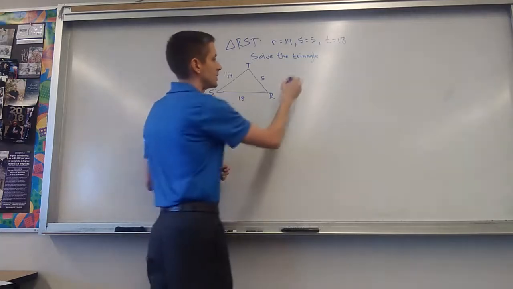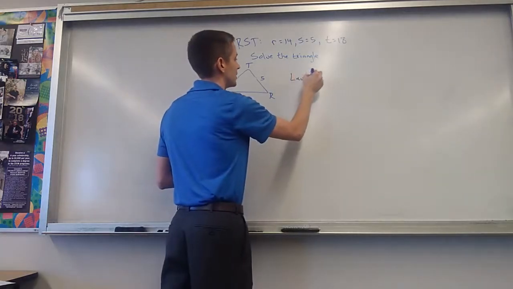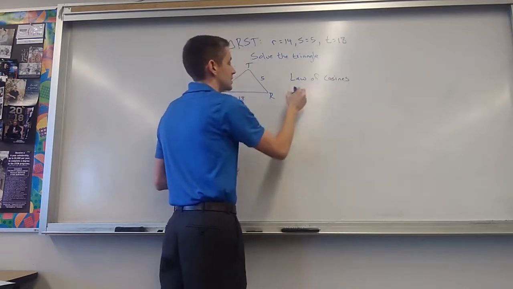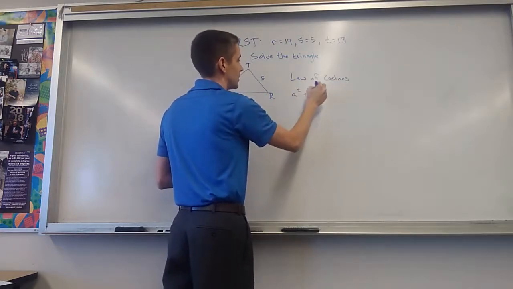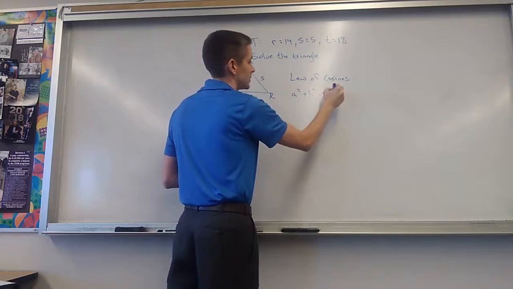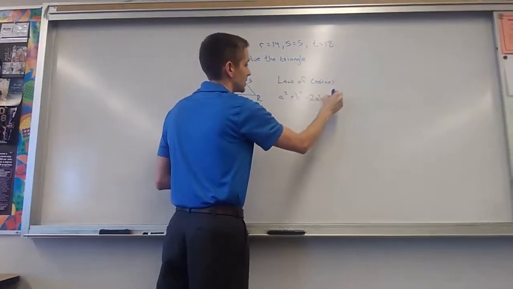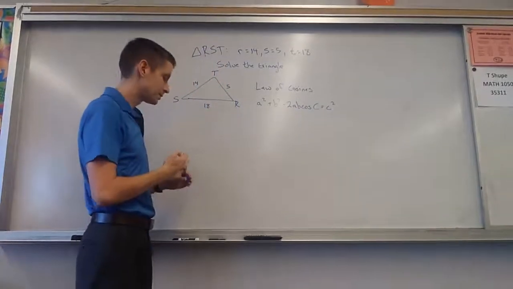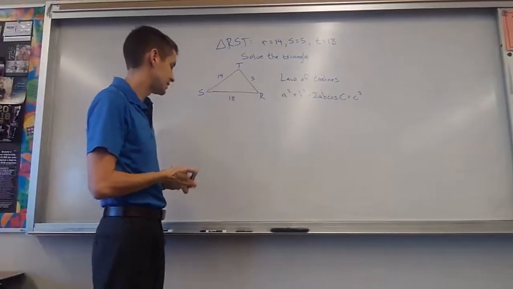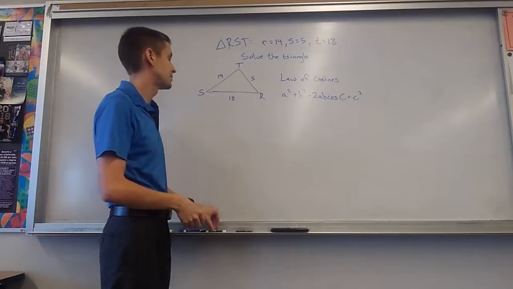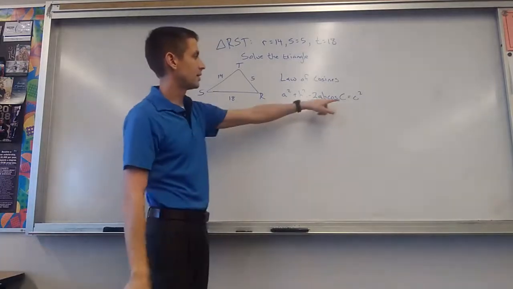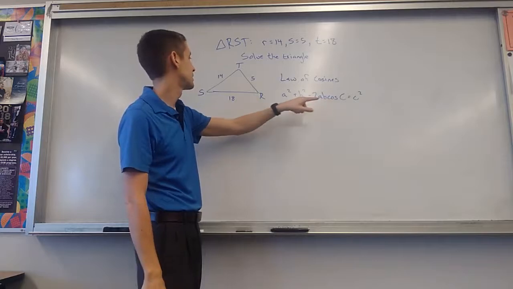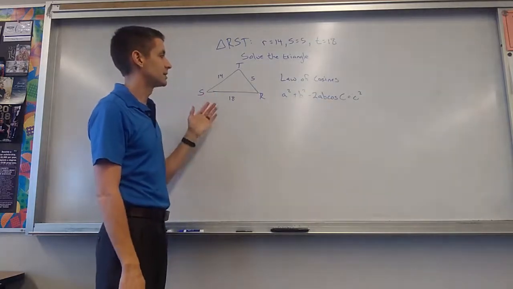And just as a reminder, the law of cosines tells us that a squared plus b squared minus 2 times a times b times the cosine of c is equal to c squared. Now, we don't have a's, b's, and c's, but we can still do this recognizing that the angle that we're using here is formed by the a and b. So depending on which angle we want to find, we can use different pairs of sides to do that.